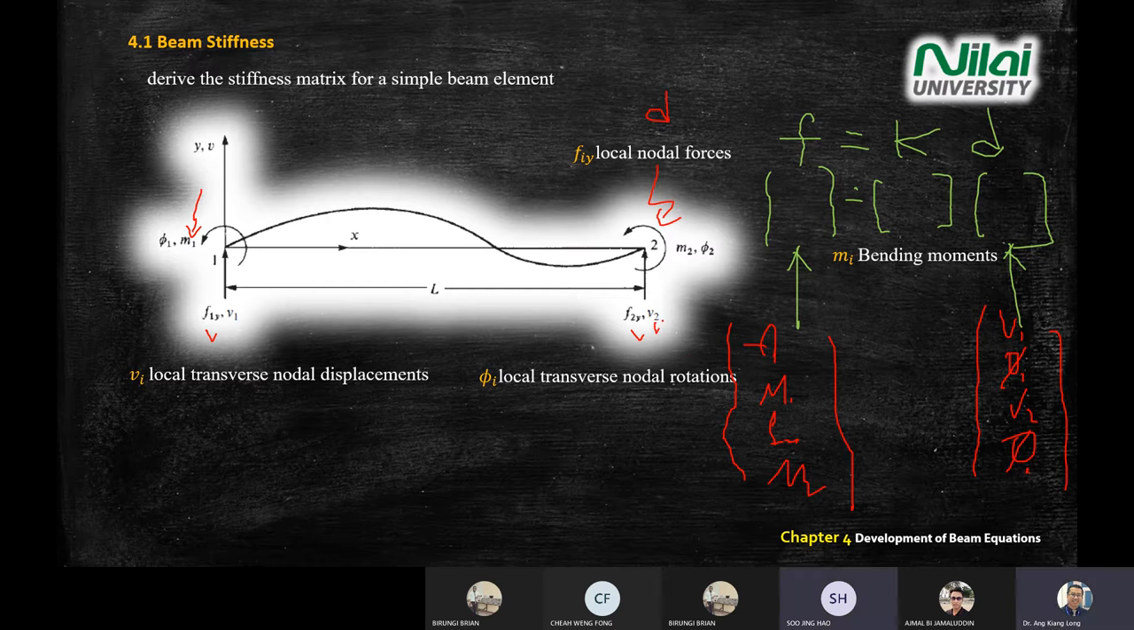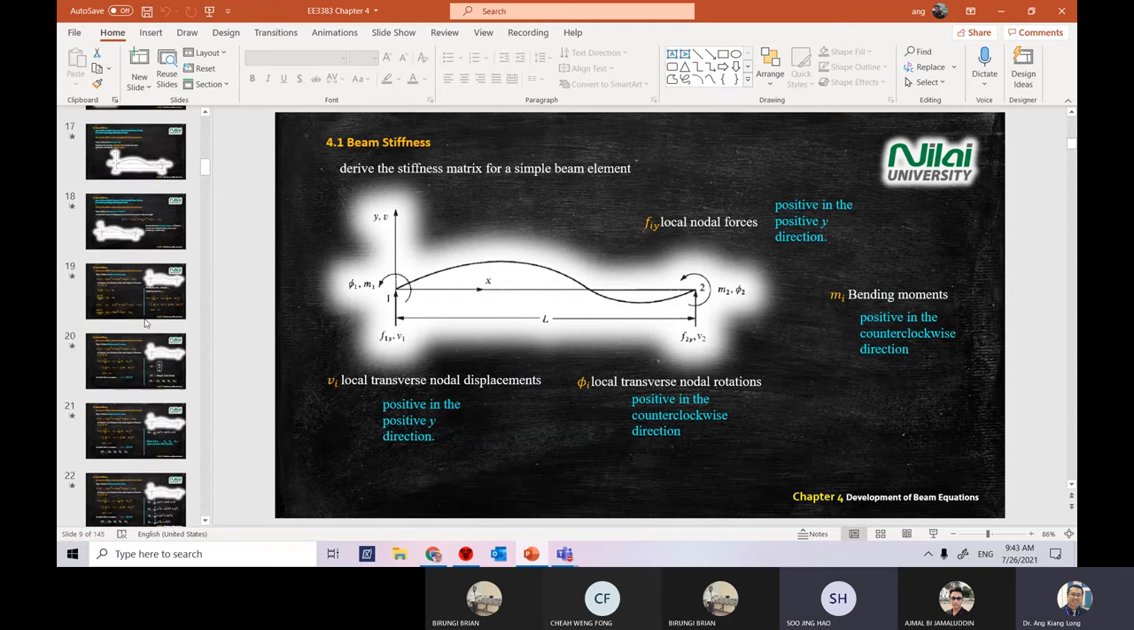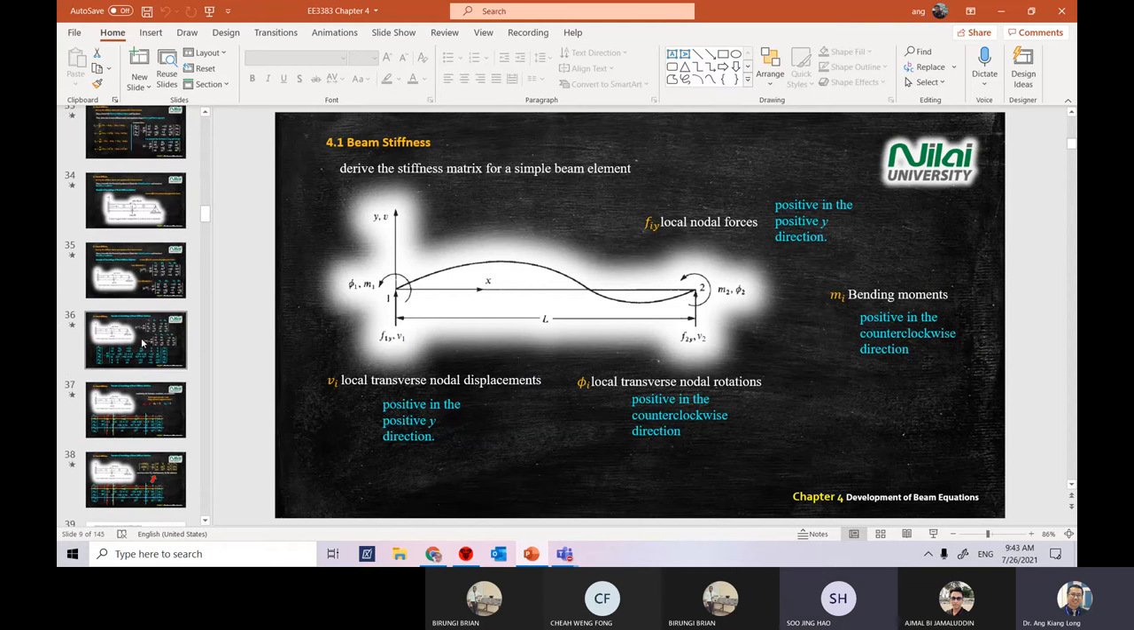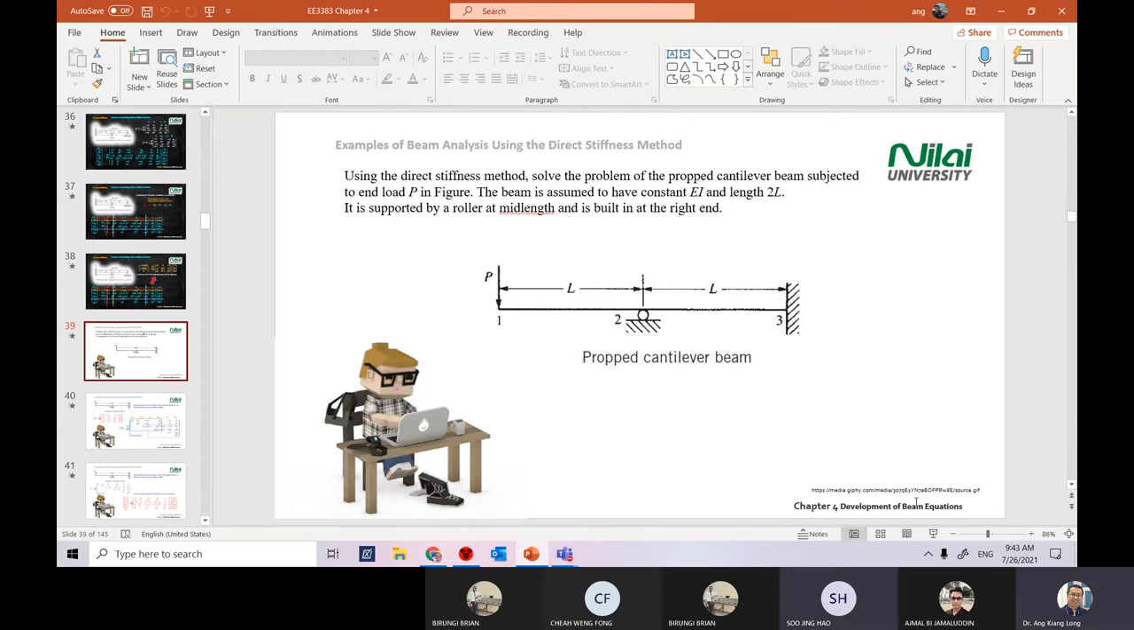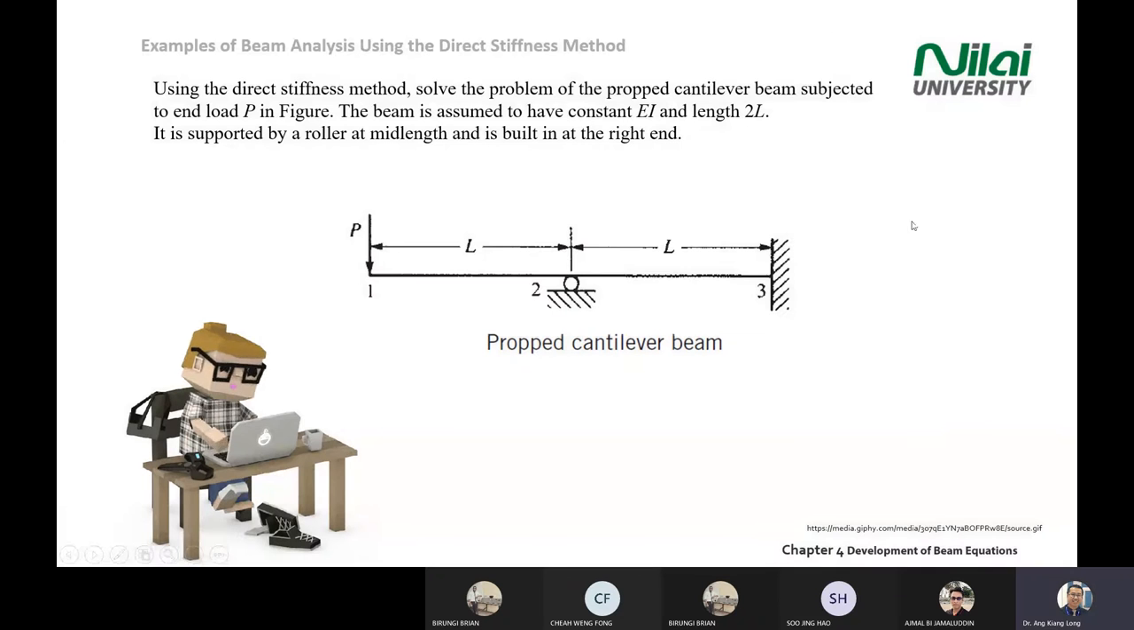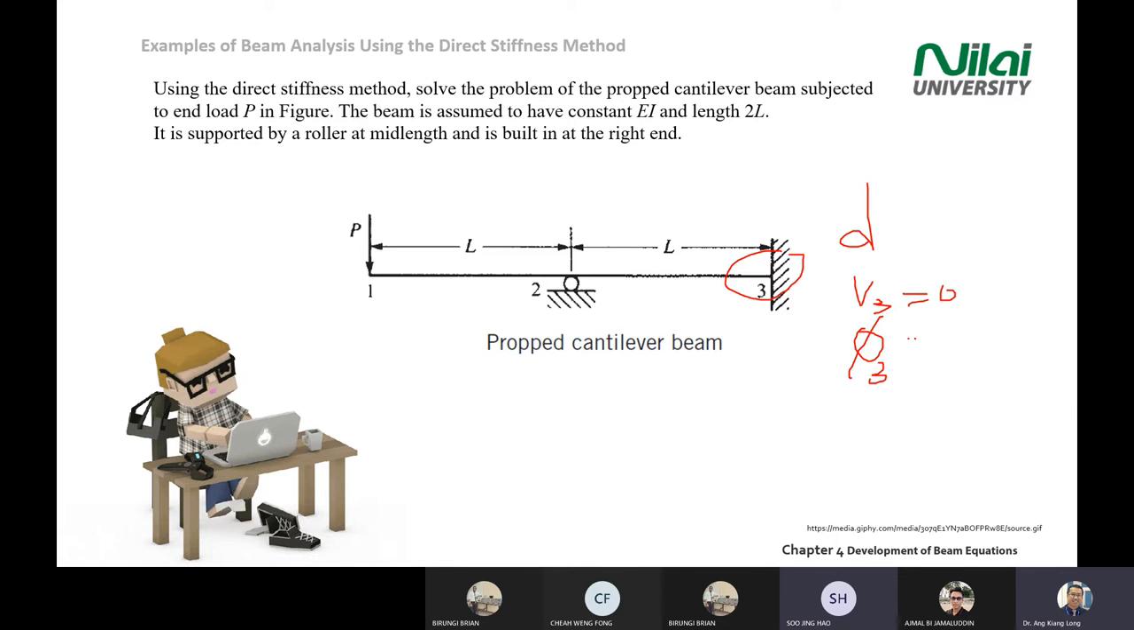V2 and angle 2. Now you understand. Back to the question just now. Point 3. What is the displacement for point 3? V3 and angle 3. What is their value? 0, because fixed. This is what I want to ask you just now.